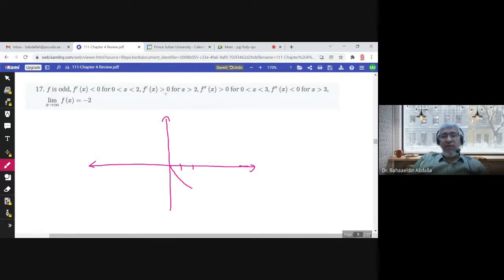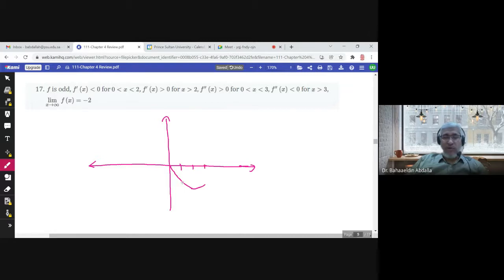If f prime is positive, the function is increasing from 2 onwards. Okay, from 2 onwards, it's increasing. If f double prime is positive, the function is concave up from 0 to 3. Good.